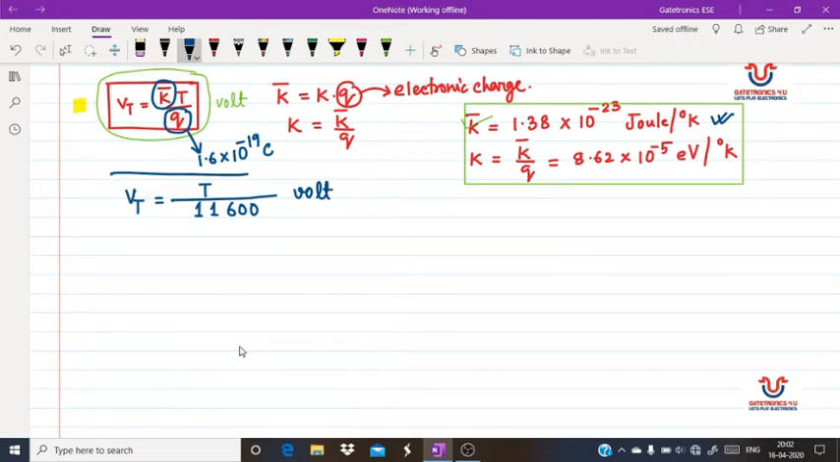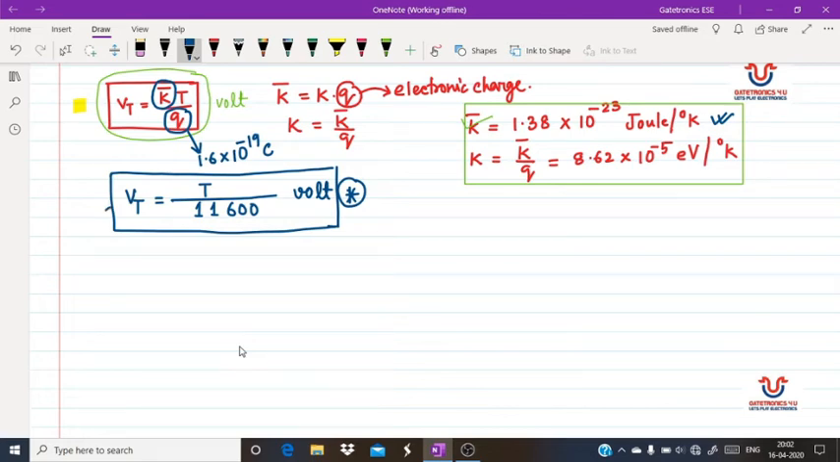So this is another form of the thermal voltage, and this equation is also very important with respect to the GATE examination. Sometimes they give the value of temperature and ask to find the value of Vt. So in that case you have to remember this equation.